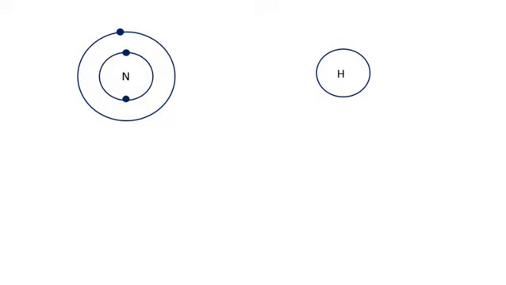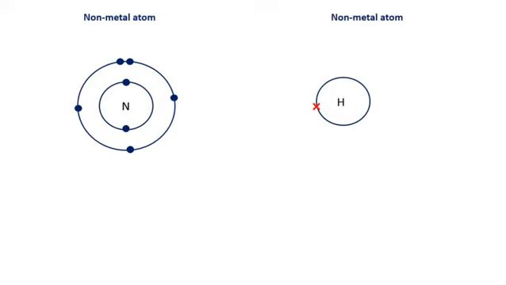So let's take this example of nitrogen and hydrogen. Nitrogen has 7 electrons, 5 in its outer energy level, and hydrogen has just 1 electron. Now, when atoms bond with one another, they like to have a full outer energy level. So in this case, hydrogen would like to find a way to have 1 more electron so that it has a full outer energy level, and nitrogen would like to have 1, 2, 3 more electrons so that it gains a full outer energy level. So we've got 2 non-metal atoms.